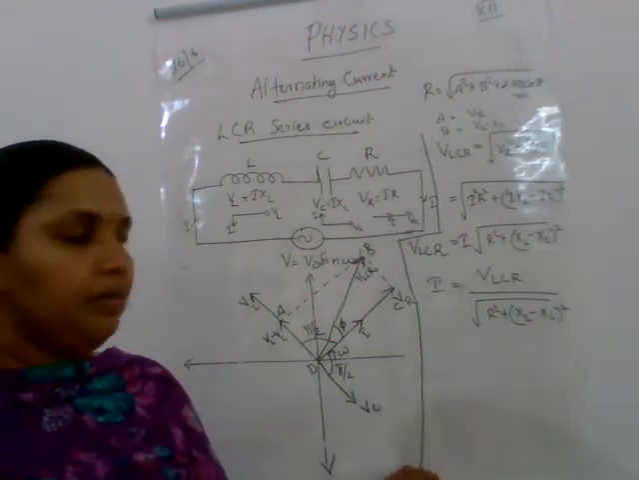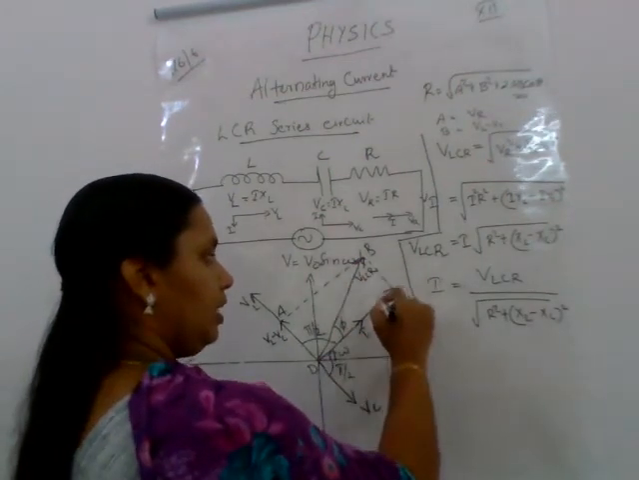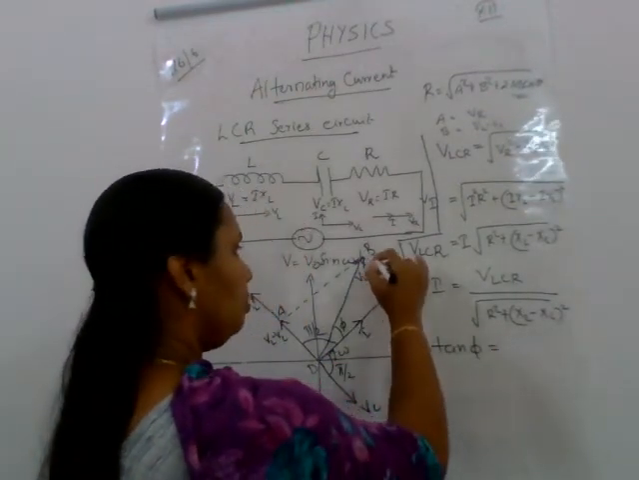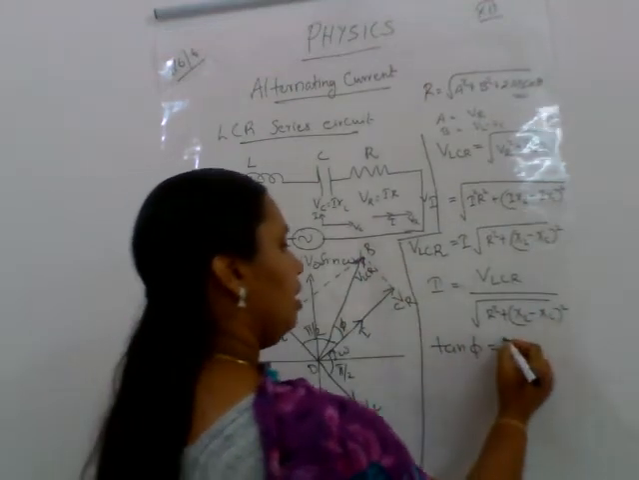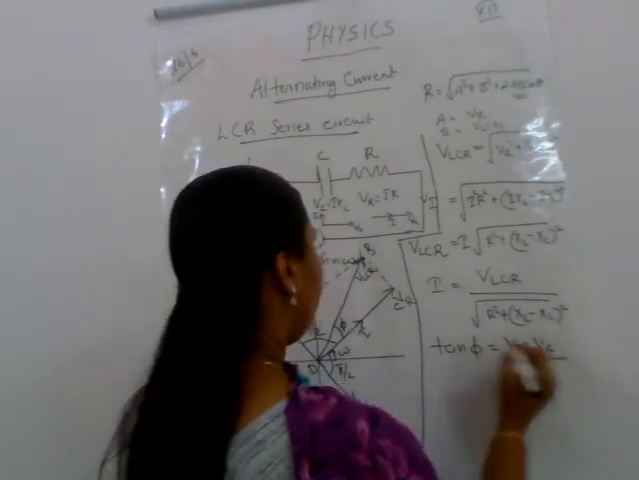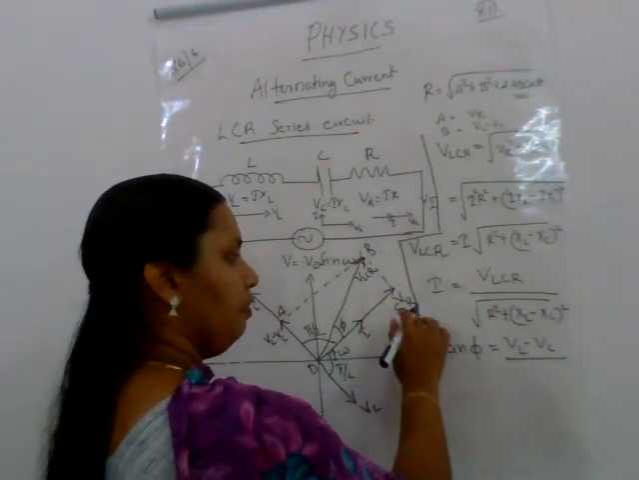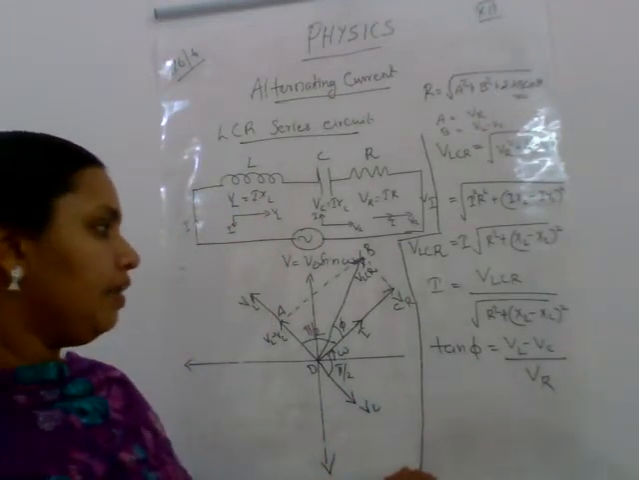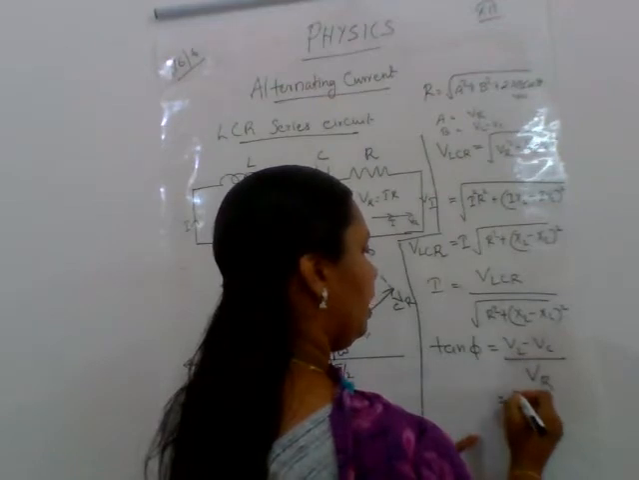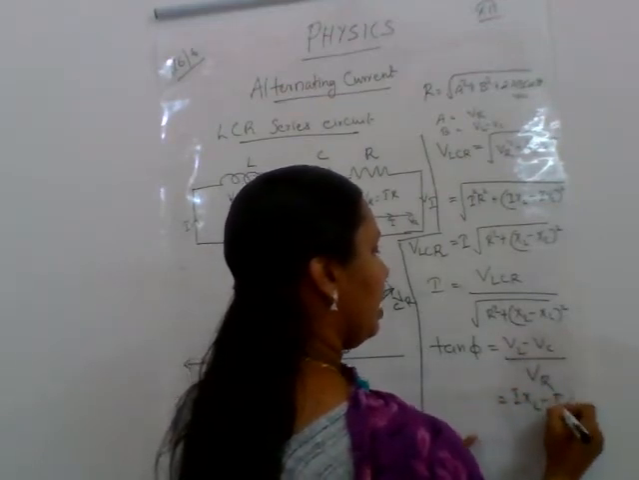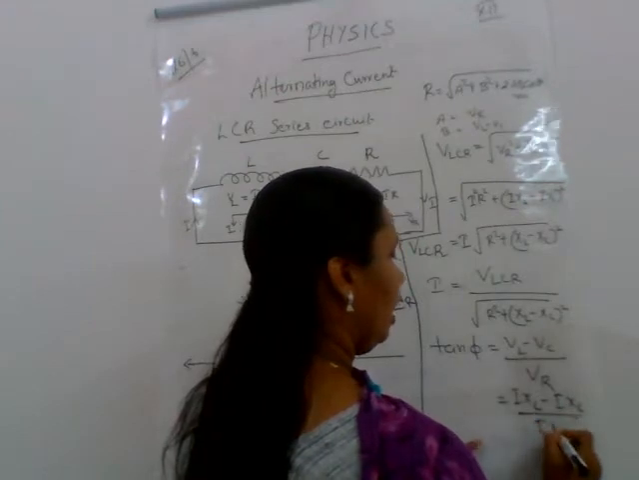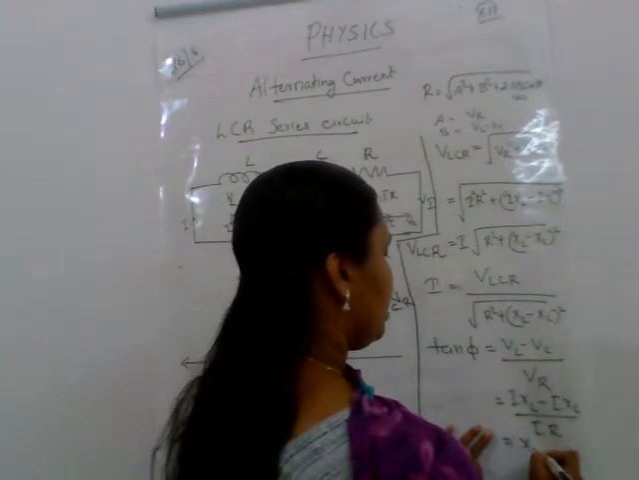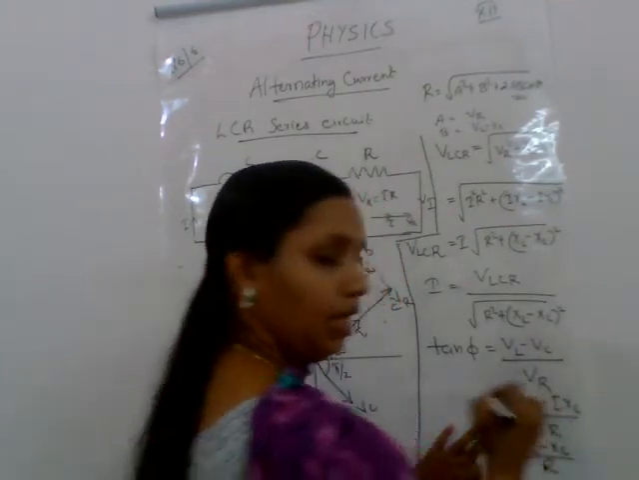And how can you find out that phi? This is a right angle triangle. Let's go for tan phi. Tan phi is equal to the opposite side, VL minus VC, divided by the adjacent side, VR. Again substituting, that is IXL minus IXC divided by IR. I is common, it cancels, so tan phi is equal to XL minus XC divided by R.